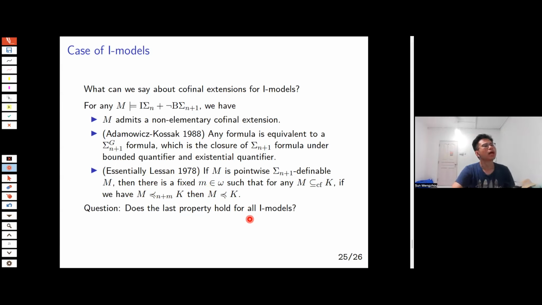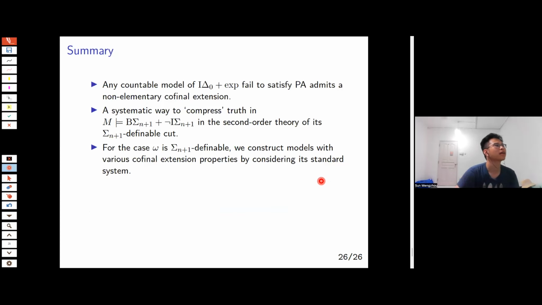And here we want to ask: is the last property true for all M models, or is it just some specific property of pointwise definable M? And currently we do not have any idea about this. And I think that's all for my talk. And here's a summary. And thank you for listening. And sorry for the overtime.